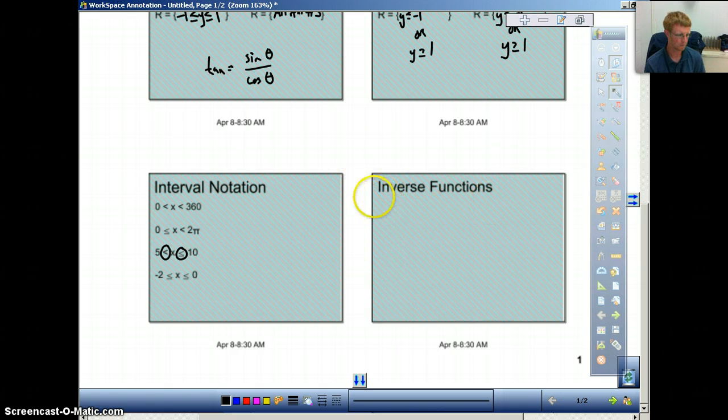So now let's talk about inverse functions. We're just going to write them out here. We have inverse sine of theta equals y. We have inverse cosine of theta equals y. We're just defining what they look like. Inverse tangent of theta equals y. Now, what do these mean? Because we're going to see a lot of these.